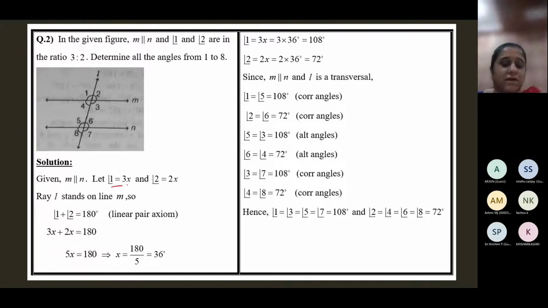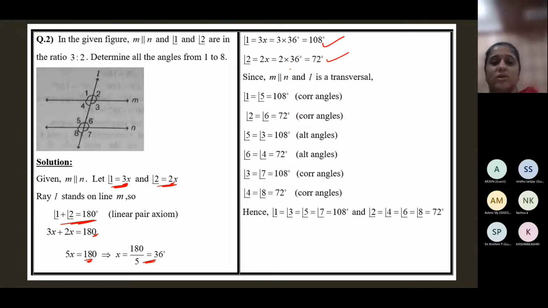See here, children? Let angle 1 be 3x, 2 be 2x. Then 1 plus 2 is equal to 180, linear pair. 3x plus 2x is 180. 5x is 180. X is equal to 36. So now you can find angle 1 and 2. 3 into 36, 2 into 36: 108 and 72.